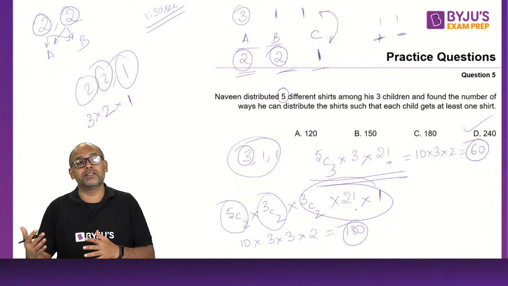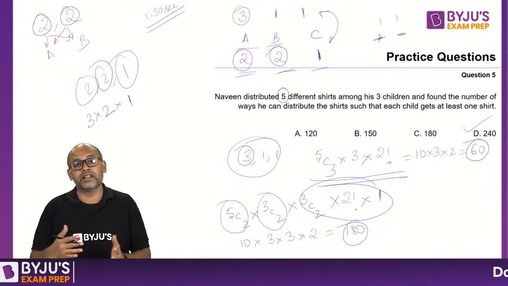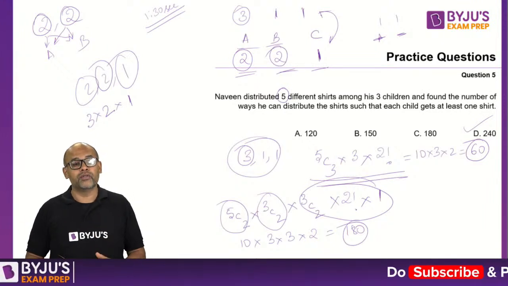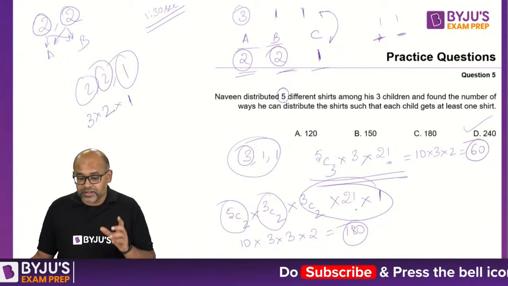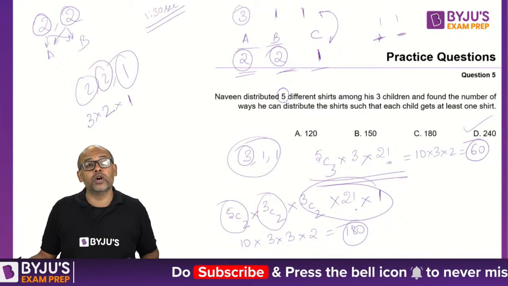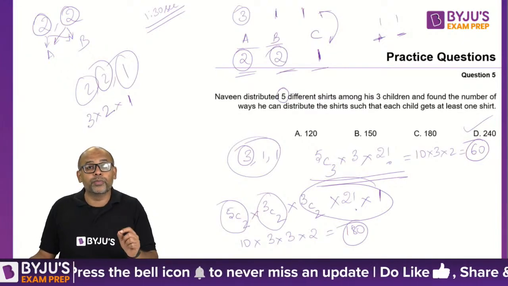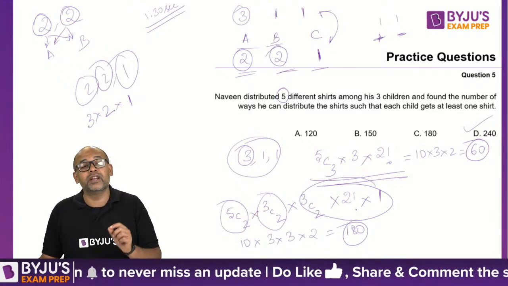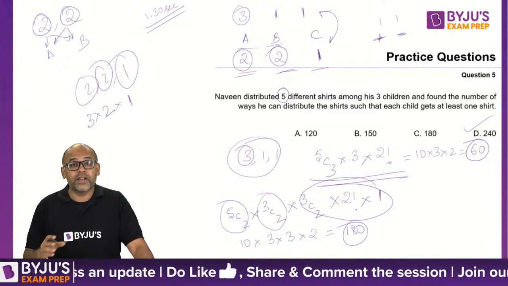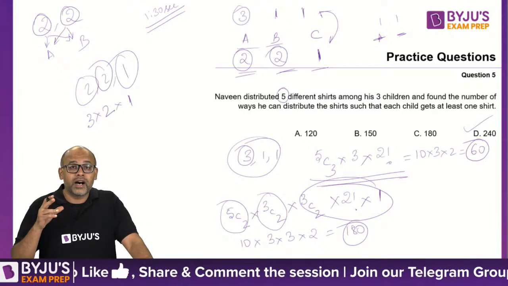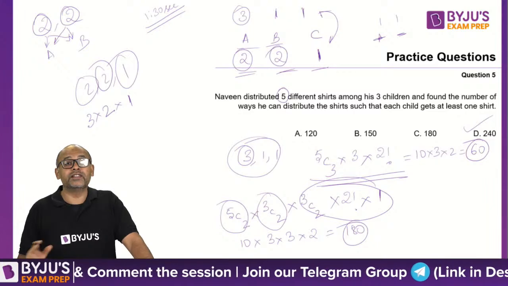So 180 plus 60, first case, second case, total should be 240. Right Akhil, so this is not A, not B, it is 240, option D. This concept comes under the heading grouping and selection, grouping and distribution. It's a very interesting concept and students can make a lot of errors in this kind of concept.